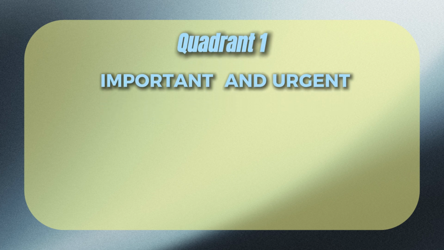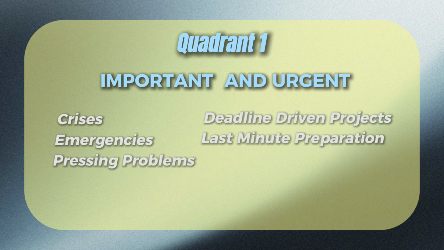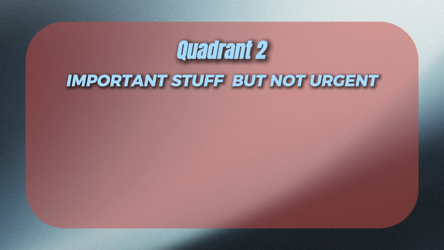So we have these 4 quadrants. Quadrant 1 are the things in this matrix that are important and urgent. So these are things like crises, emergencies, pressing problems, deadline-driven projects, last-minute preparation stuff. This is important to do and it's urgent. It's time-sensitive, time-bound.